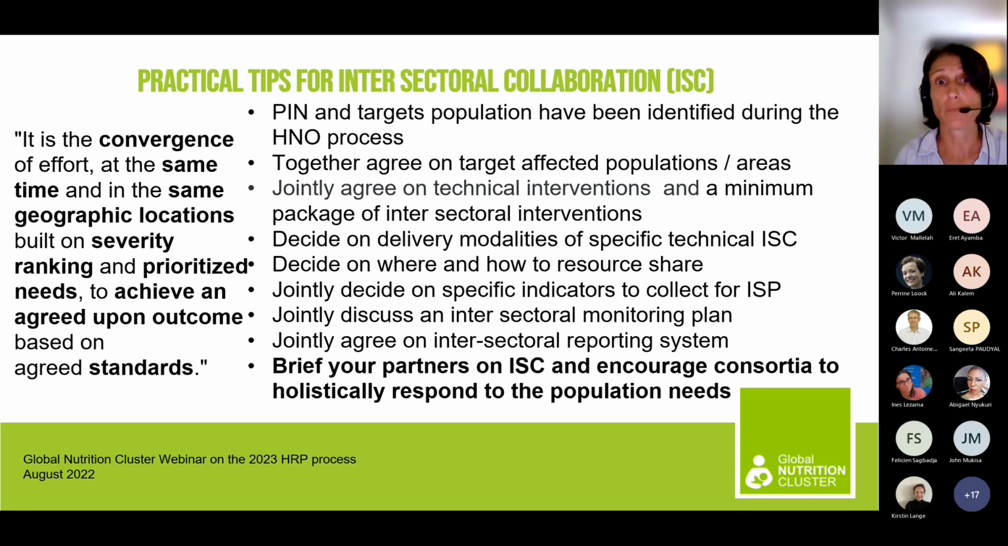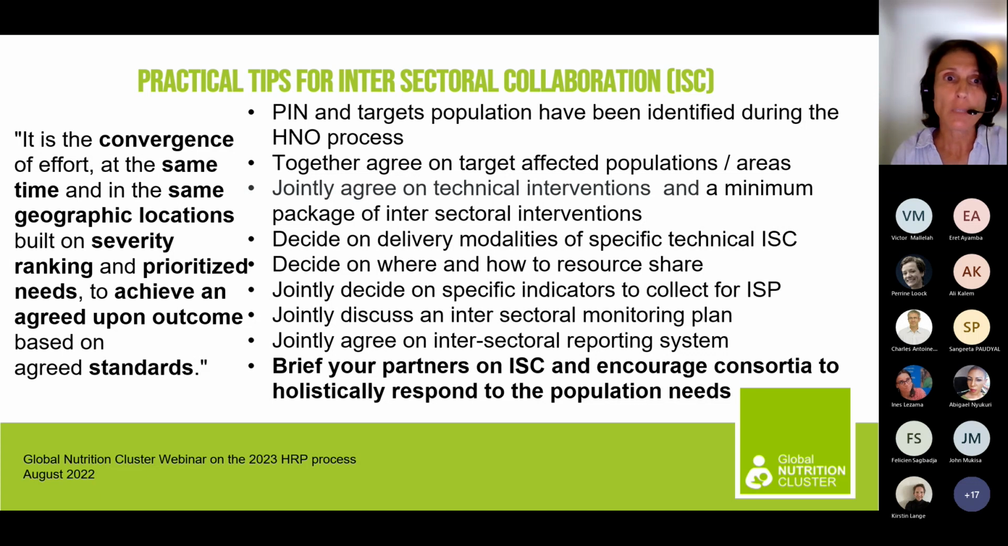And that will allow you to agree on the target affected populations and areas that you all want to target together. Okay, so it doesn't mean each time it's food security, health, WASH, nutrition, protection; it might depend. In some countries it makes sense, maybe in some countries it just makes sense to work on nutrition and WASH, for instance. And within a country it can be flexible from one area to the other. But what's important is really to sit together and agree, okay, where are we going to work together? What makes sense?